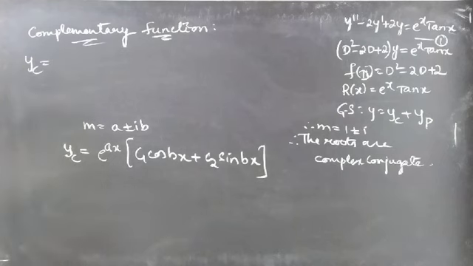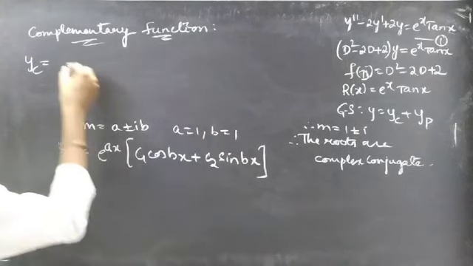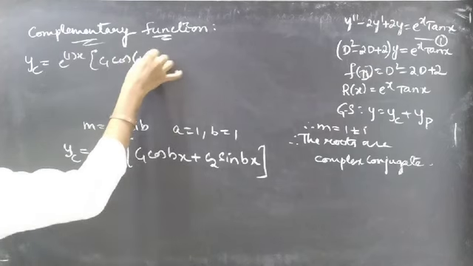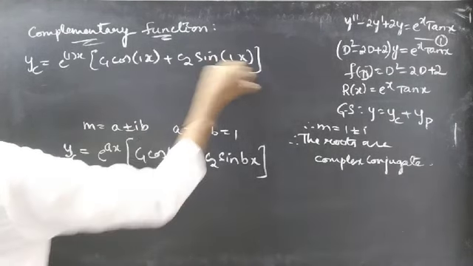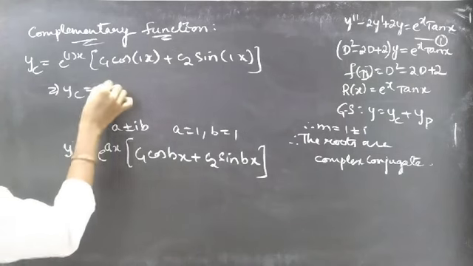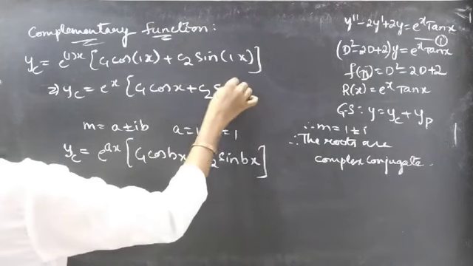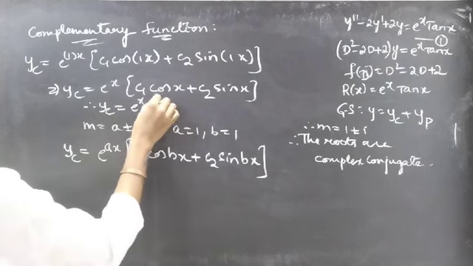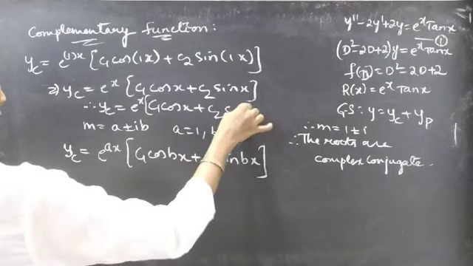Yc equals, just compare 1 plus or minus i with a plus or minus ib. Then for a equal to 1 and b equal to 1, we'll get yc equals e power 1 into x into c1 cos bx plus c2 sin bx. Then yc equals e power x into c1 cos x plus c2 sin x. Therefore yc equals e power x into c1 cos x plus c2 sin x.